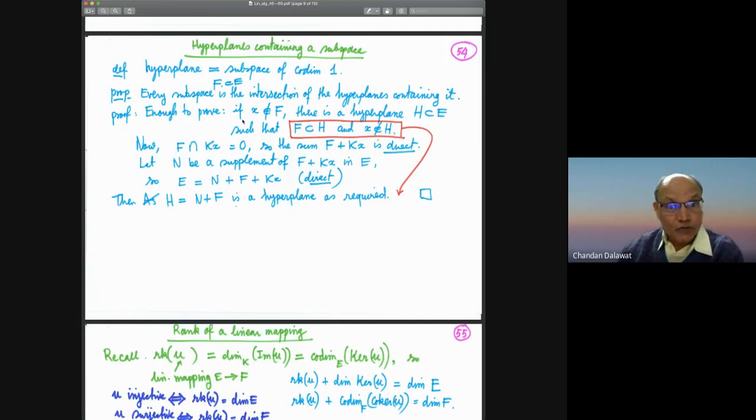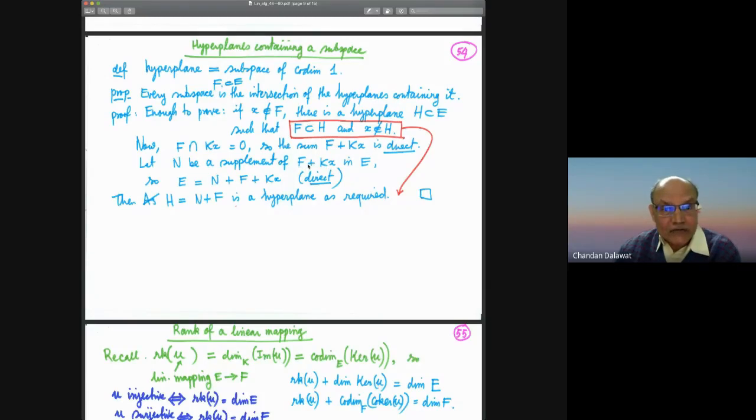So what do we have to prove? We are given this subspace F, and if X is a vector outside F, then we have to find a hyperplane H which contains F but does not contain X. Okay? Here's how to do it. What is given to us is that F intersection Kx is 0. X doesn't belong to the subspace, so no multiple of it can belong to F. And that's what it means to say that the intersection here is 0. So as the intersection is 0, the sum F plus Kx is direct, right? A sum of two submodules is direct if and only if the intersection is 0.